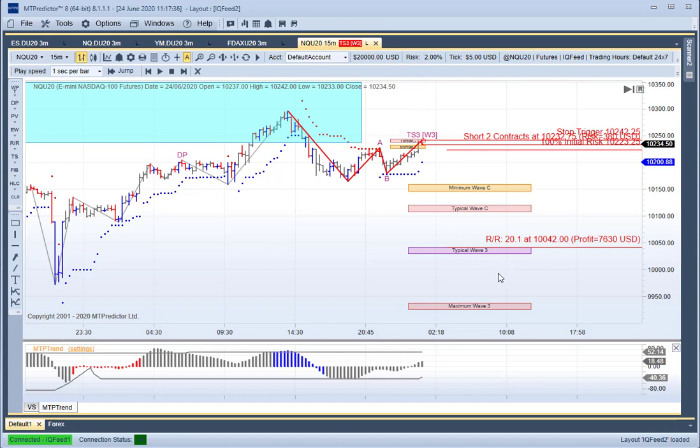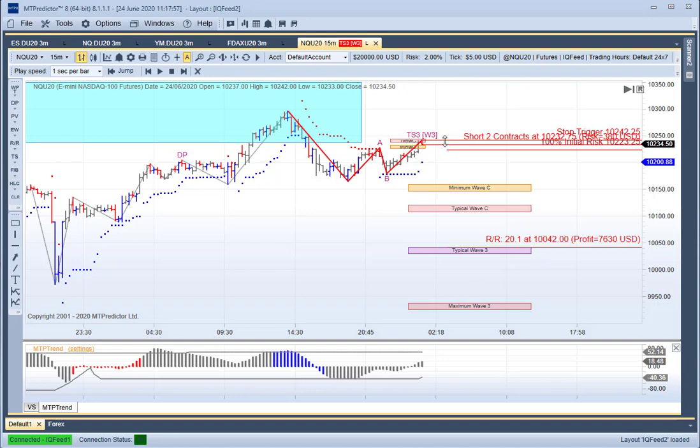Can you see our target, or our initial target, would be the typical Wave 3 WPT, because we're anticipating this as a Wave 2 and therefore we're looking to trade this as a Wave 3. We like Wave 3s because typically they're the strongest and longest in a completed 5-wave sequence, therefore typically have the largest profit in relation to the smallest initial risk.